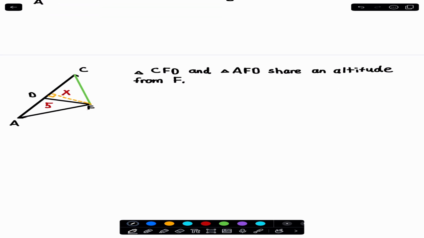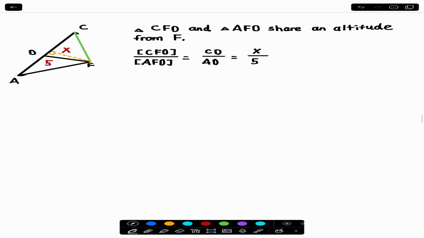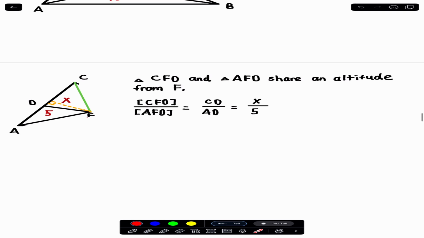This means we can get a couple of things. So the ratio of the area of these two triangles is CD over AD. The area of triangle CFD is called X. The area of triangle AFD is 5. So we have this little relationship.